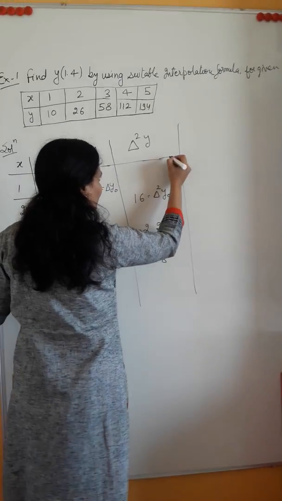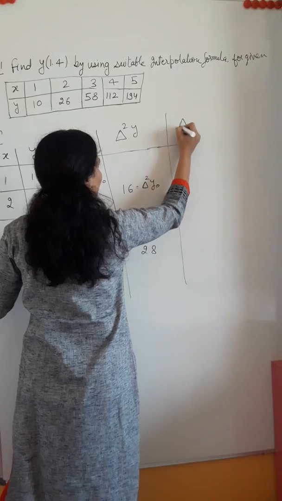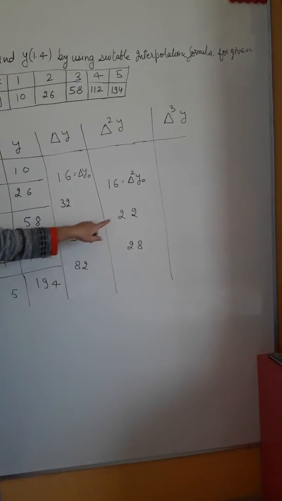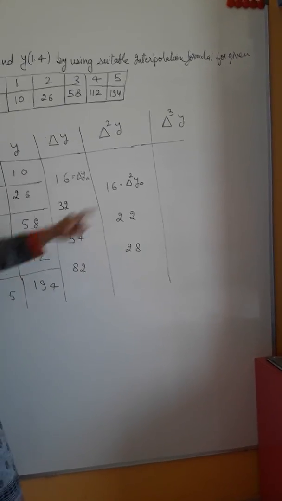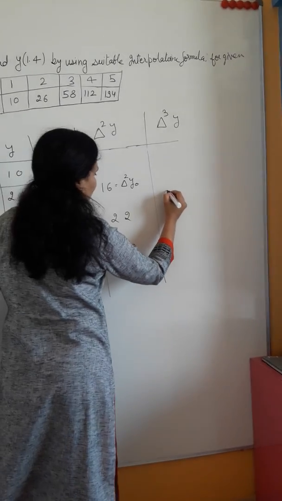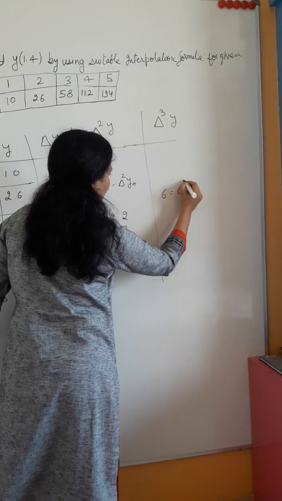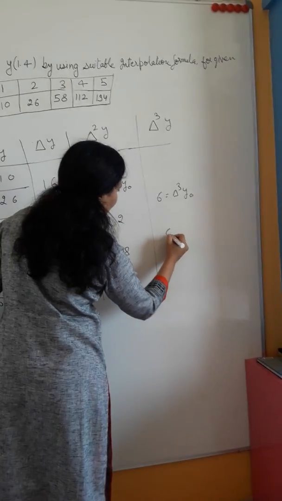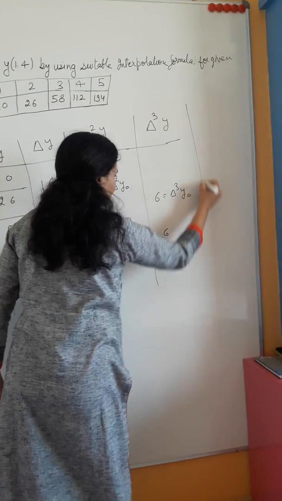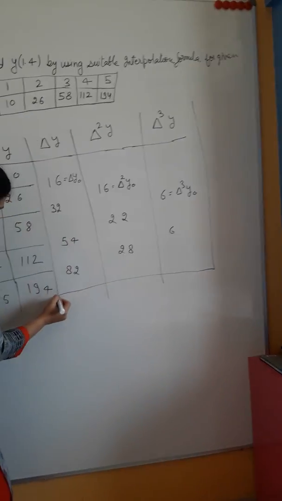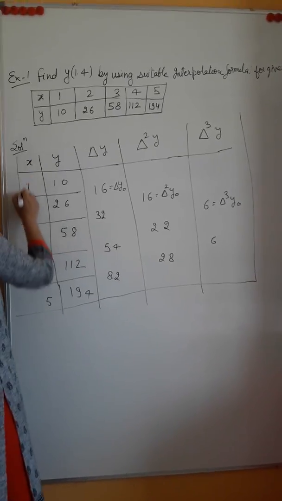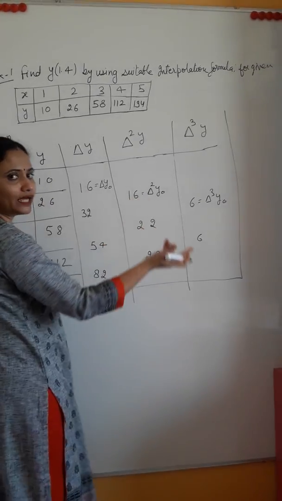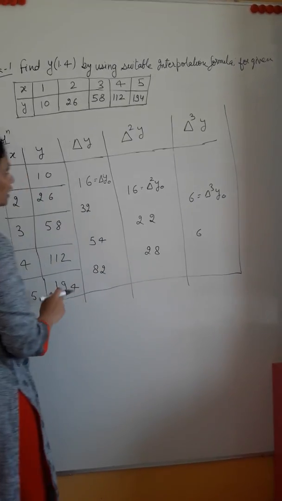Up to when do we have to keep on going? Either we are left with only one value or all the values become constant. So 22 minus 16, this is 6. 28 minus 22, it is 6. So as you can see, our forward difference table has terminated. So first of all, we have to make the forward difference table. Now we have to apply the formula. So what is the formula?